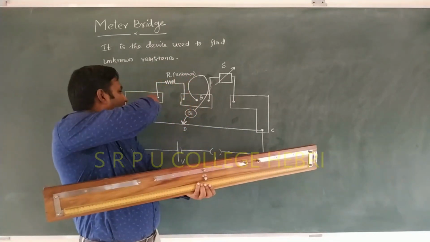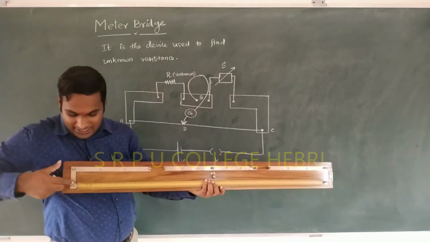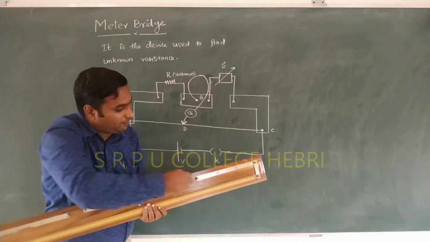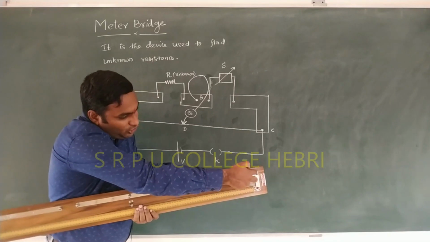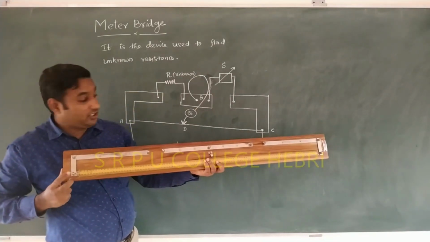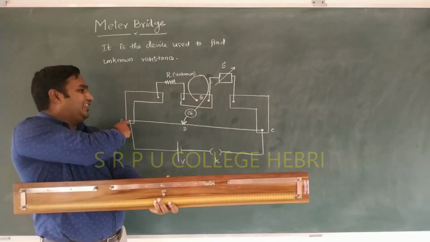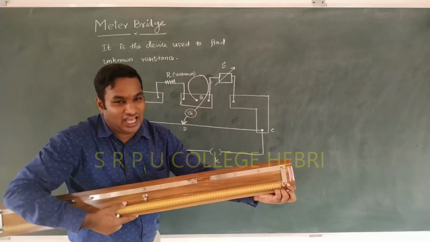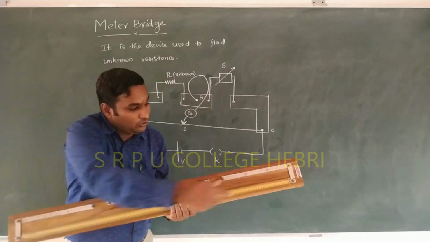I denote this metal strip like this. Here is another L-shaped metal strip, check it. I call this particular point A. See here, this is A. The end of the other metal strip is C. This is C, and this is A.